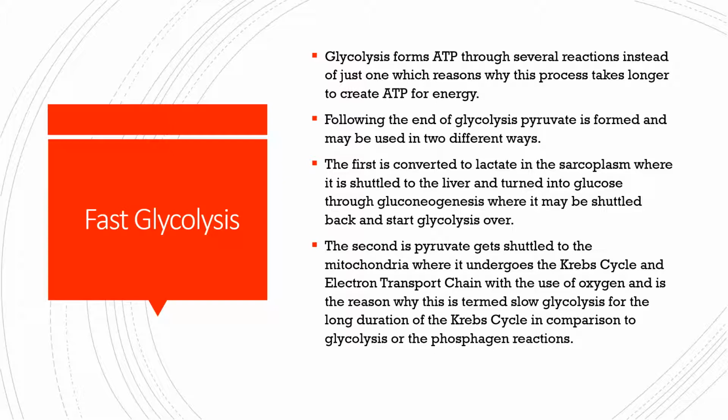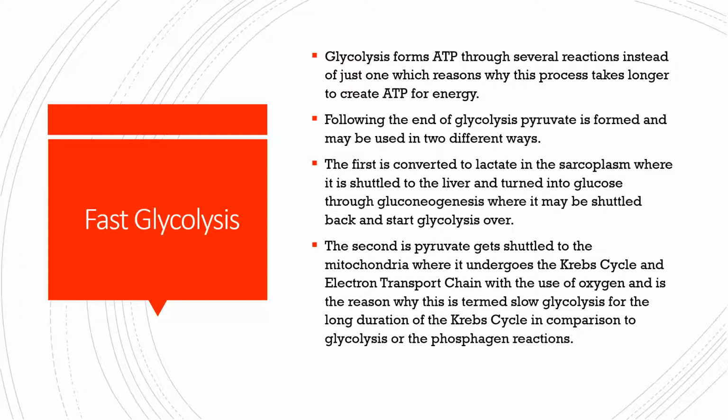Glycolysis forms ATP through several reactions instead of just one, which is why this process takes longer to create ATP for energy. However, there is also more of an abundance of glucose than there is ATP or creatine phosphate in the body, which is why it also produces more.